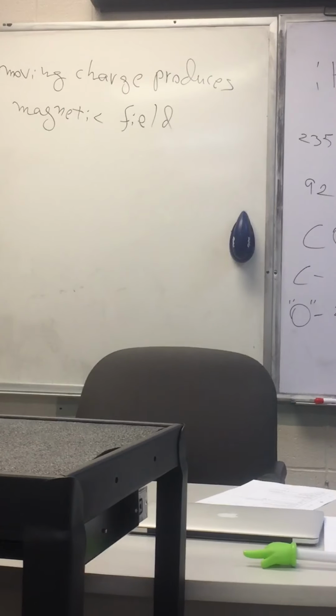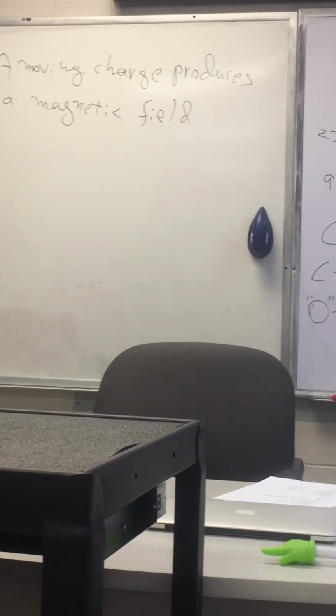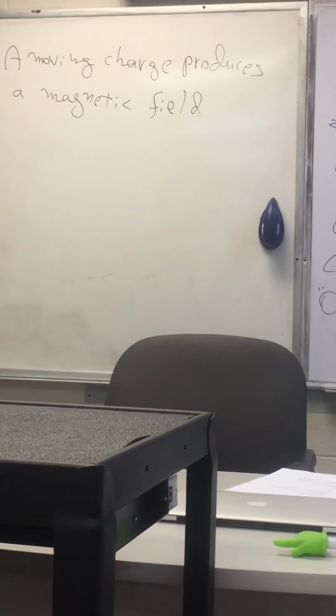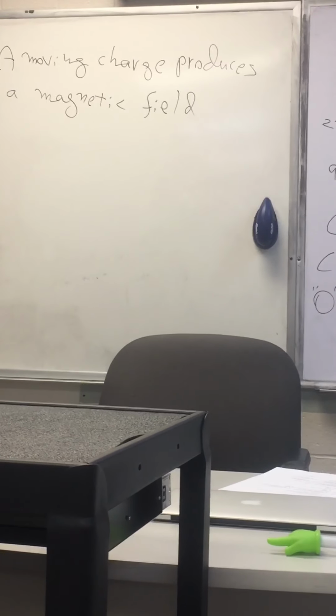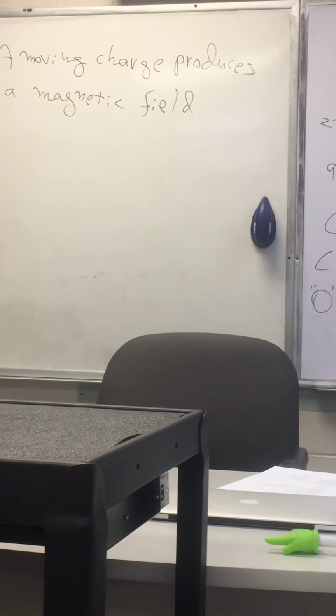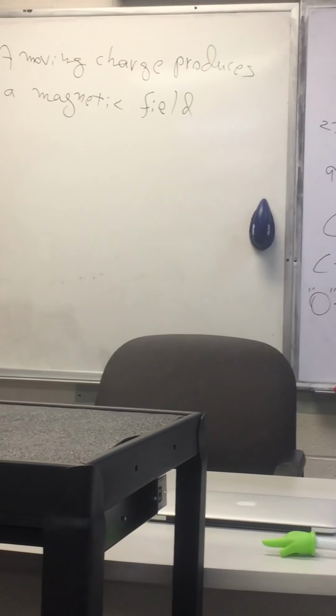Stationary charges don't do much of anything, but moving charges create magnetic fields. And a moving magnet near a wire will create an electric current. It's all the same thing. Movement is necessary to make electricity. Okay?